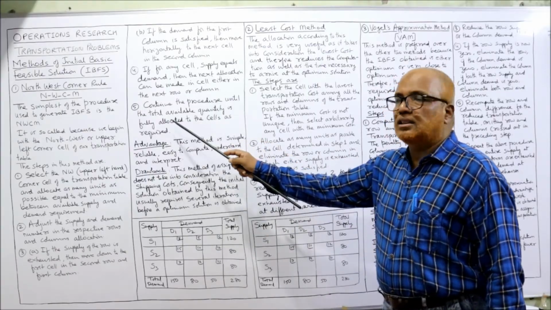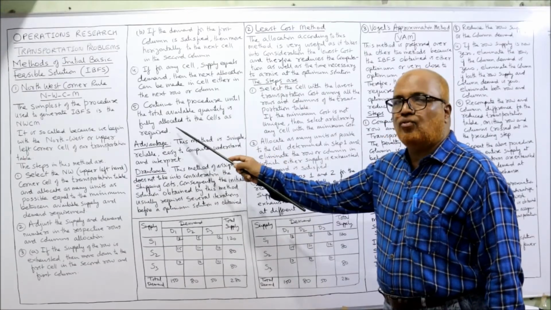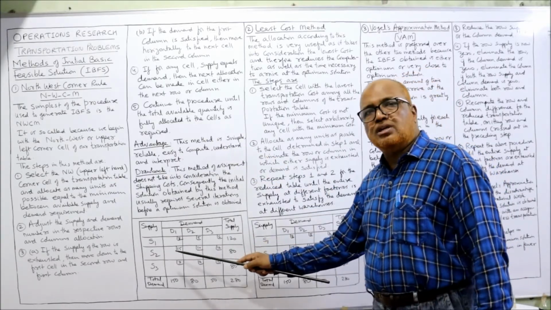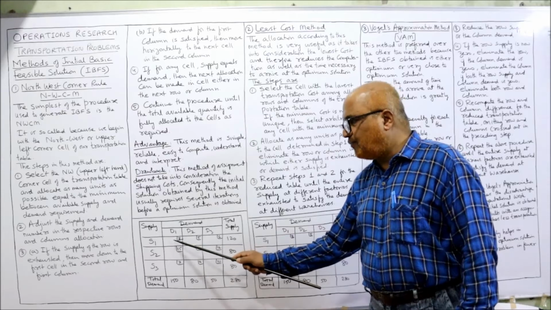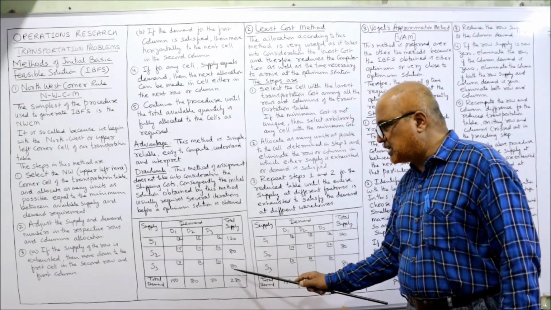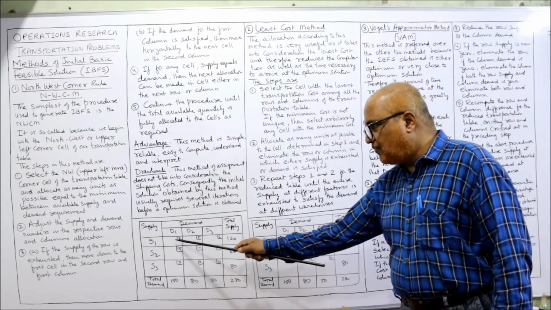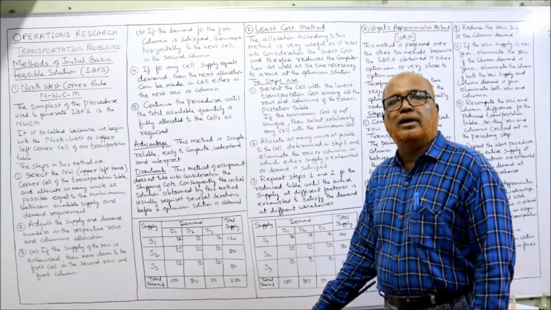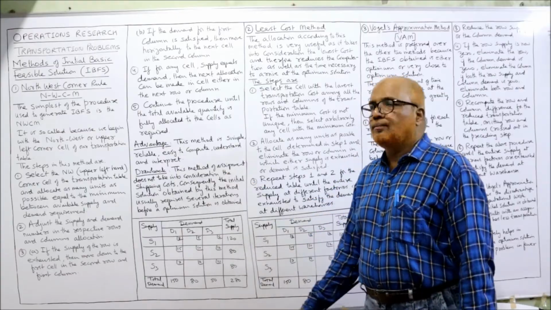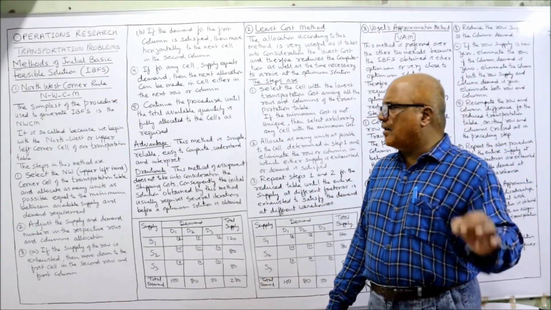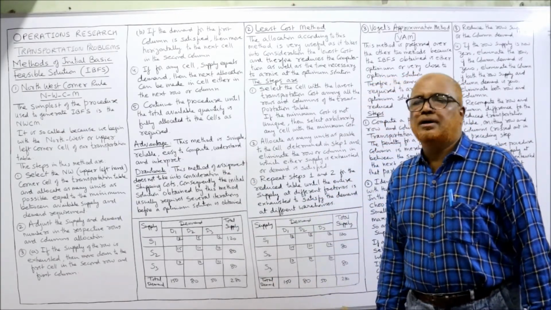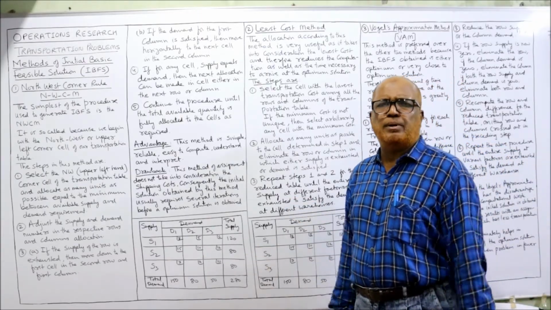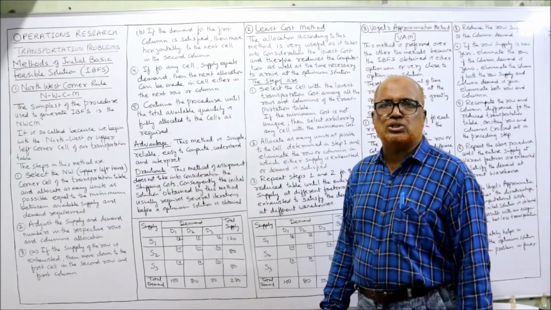Continue the procedure until the total available quantity is fully allocated to the cells as required. Like this procedure, we are moving from the first cell to the last cell. The last cell is this one, from 8 to 10. Like this, we have to move on allocating. So the advantage: this method is simple, reliable, easy to calculate, understand and interpret. Very simple method. Easily we can make the allocations.